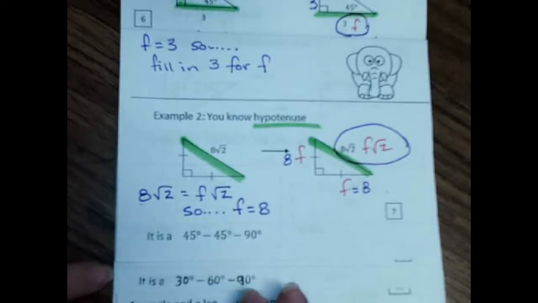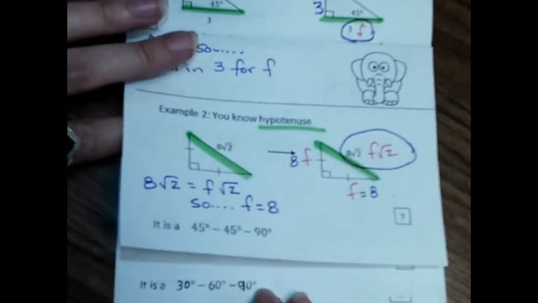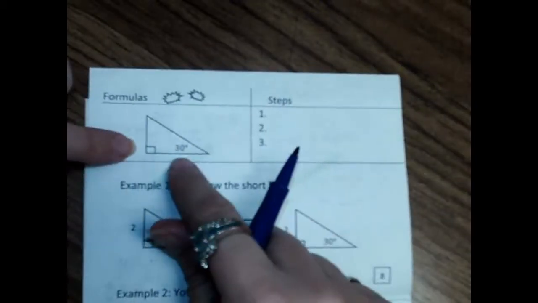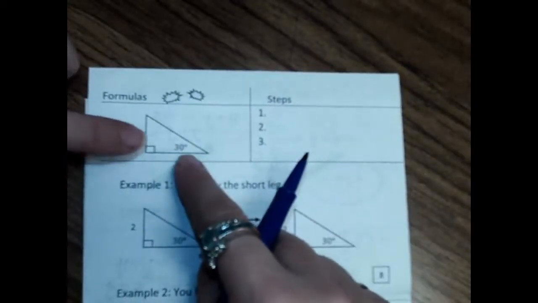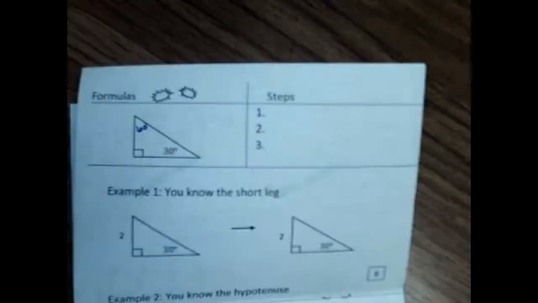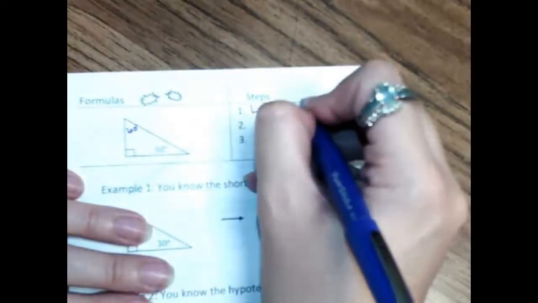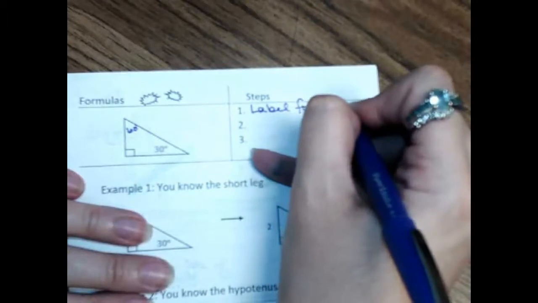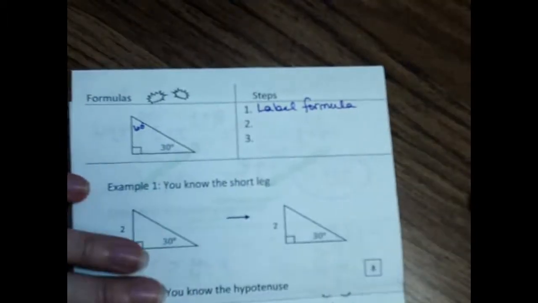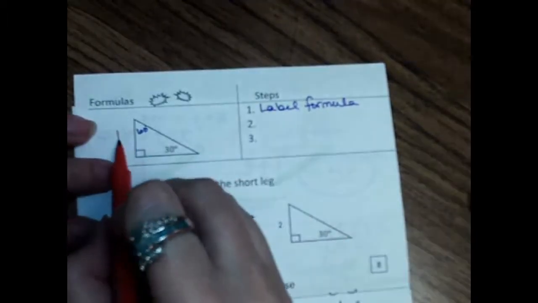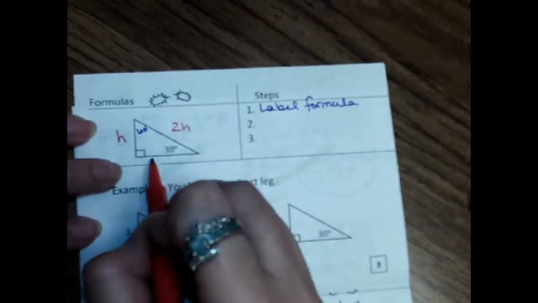Okay, now we're going to do 30, 60, 90. These problems, the steps are exactly the same. There's just different angles here. If this is 90 and this is 30, that has to be 60. Step 1, label the formula. And this time our formula is just slightly different. This is h, 2h, and h square roots of 3.